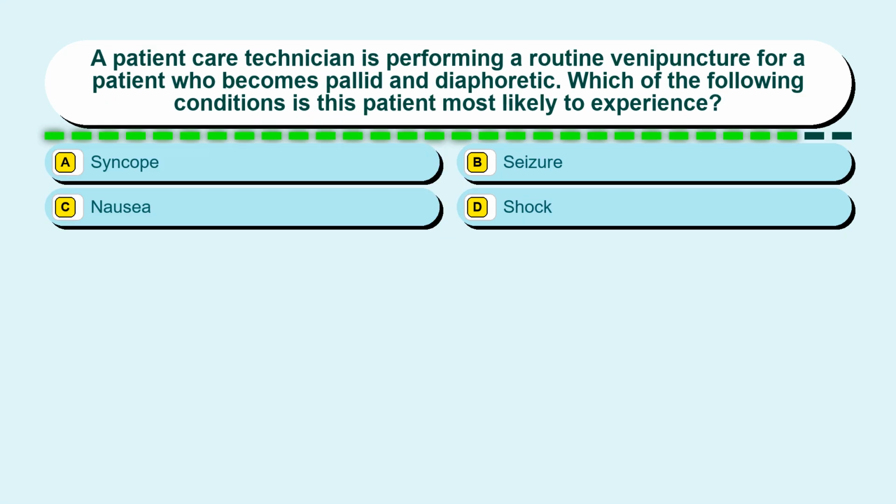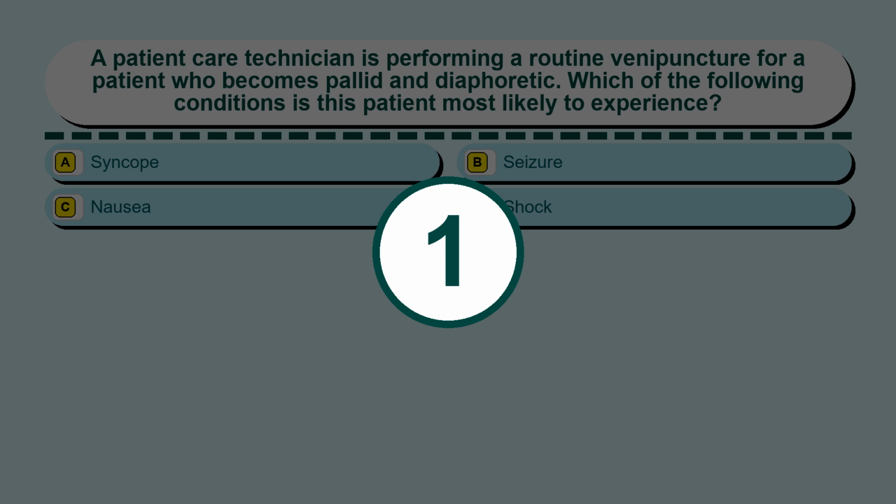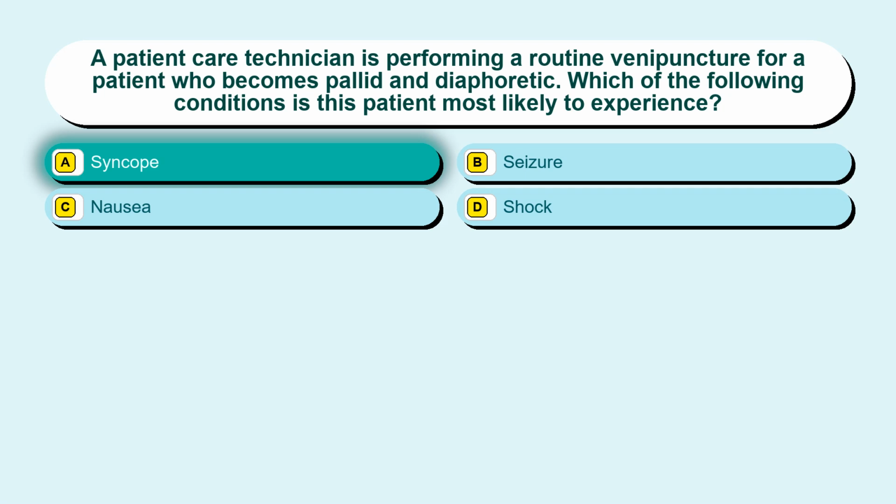Question 5. A patient care technician is performing a routine venipuncture for a patient who becomes pallid and diaphoretic. Which of the following conditions is this patient most likely to experience? Option A, syncope. Option B, seizure. Option C, nausea. Option D, shock. The correct answer is option A, syncope.